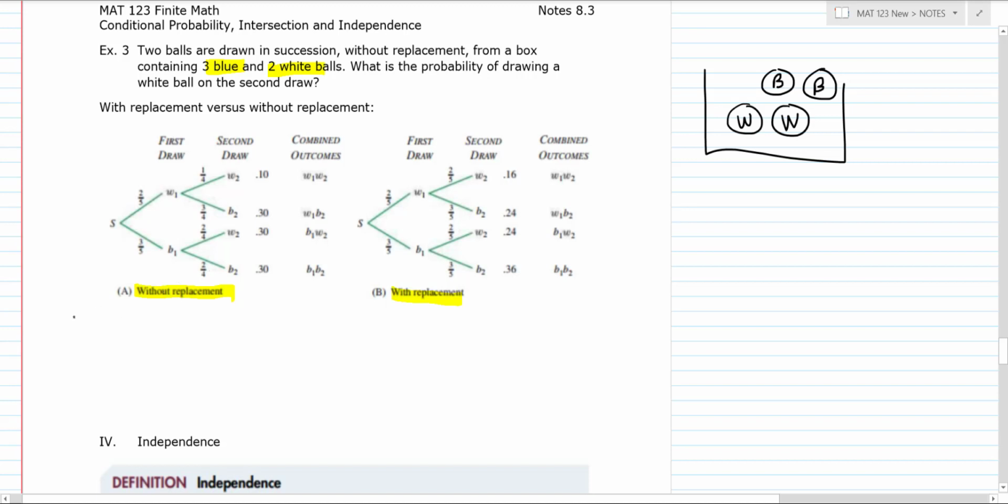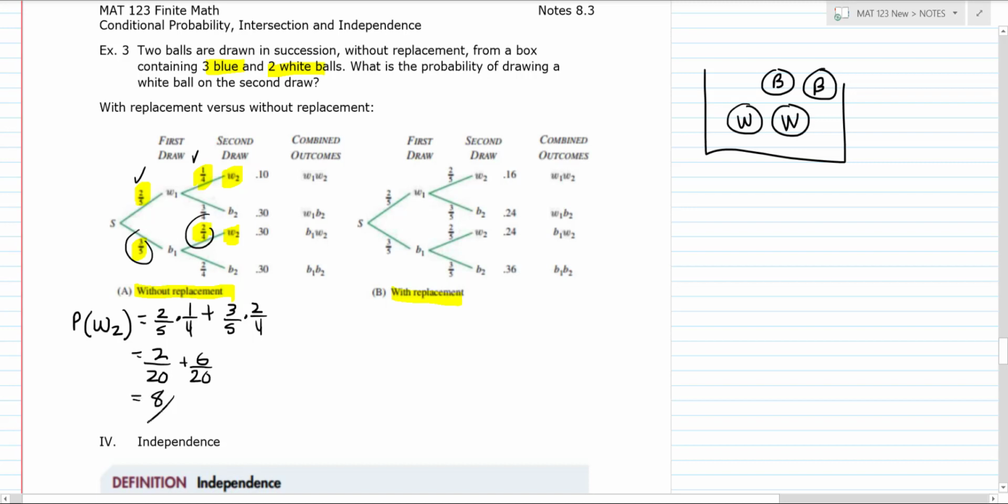So let's say we want to find the probability of a white on the second draw. And this is without replacement. So you would have to look at these 2 branches. You'd have to go that way, or you would have to go this way. So you would do 2/5 times 1/4. And then the other way to get to the white on the second draw would be to go through 3/5 and 2/4. Okay, so if we did this out, and we did this earlier, I think that's 2/20 plus 6/20. So that's an 8/20 probability. And if you wanted to do that on the calculator, you get 0.40.